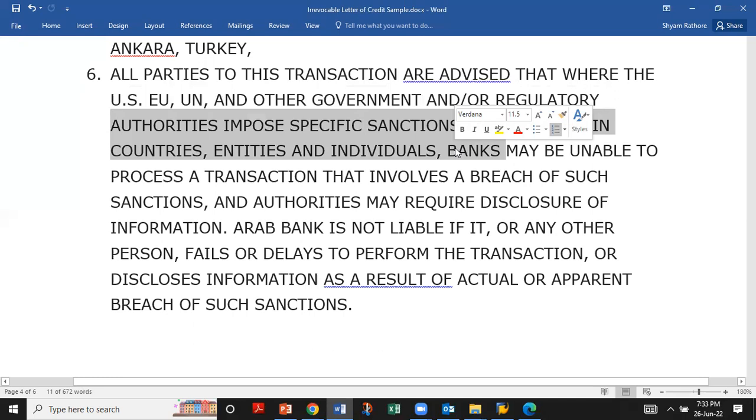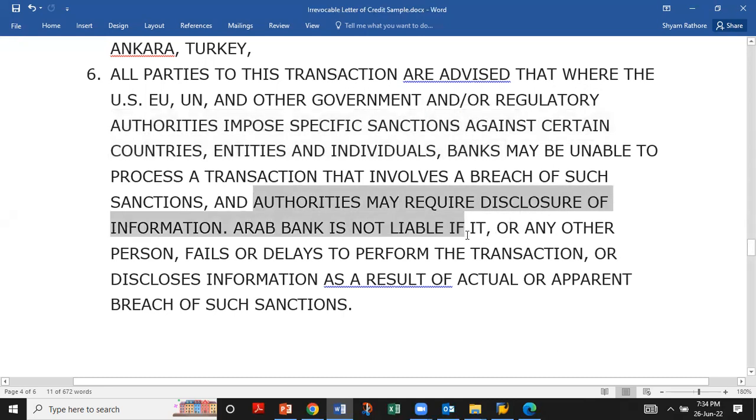If any such dispute is raised by any party involved in the transaction, then the countries specify some sanction that you should not trade with this country, and so on. So this sanction is mentioned. Point number 6 is saying that if you belong to such criteria sanctioned by these countries, then we are not able to process this transaction, okay. And the authorities may require disclosure of information, okay.